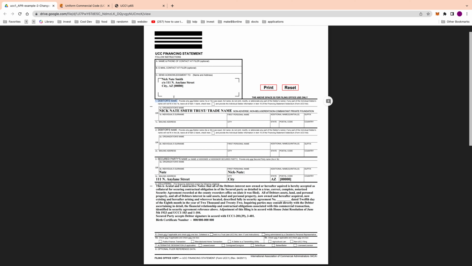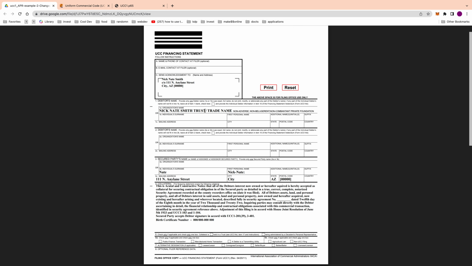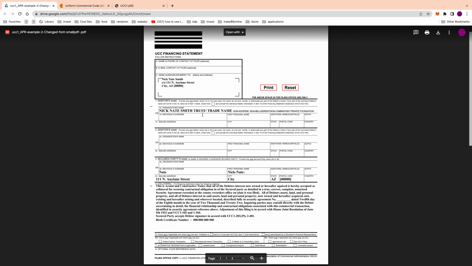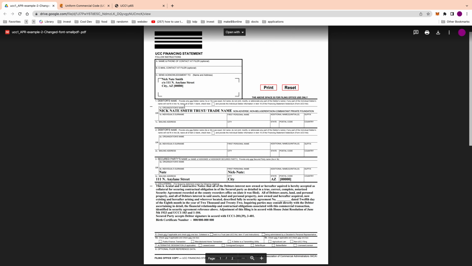Up here in the debtor's name, this is where you put the all caps name, like it is on your birth certificate. Then you put trust or trade, your trust or trade name. Some people do put SES2KV trust, or they just put trust, and then they put the incorporated sign. That's how it is in the redemption manual 5.0.